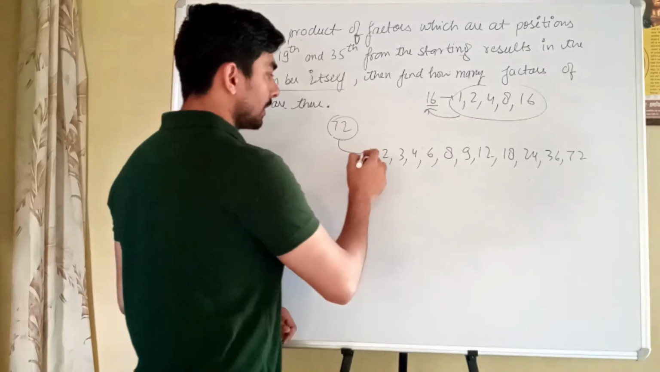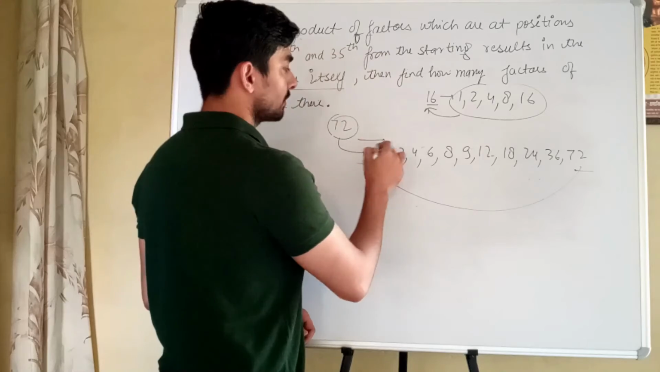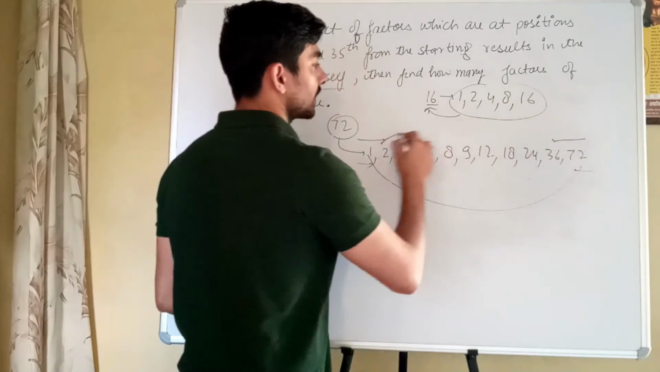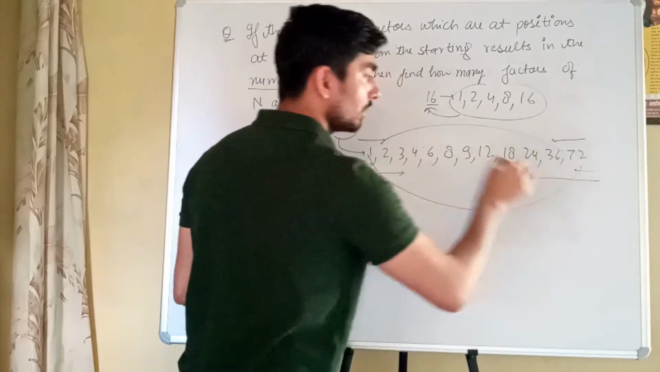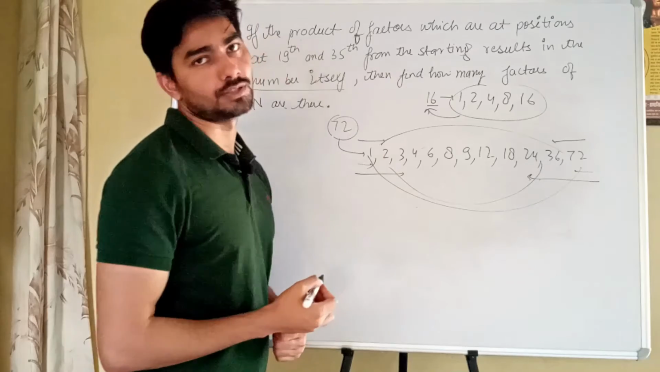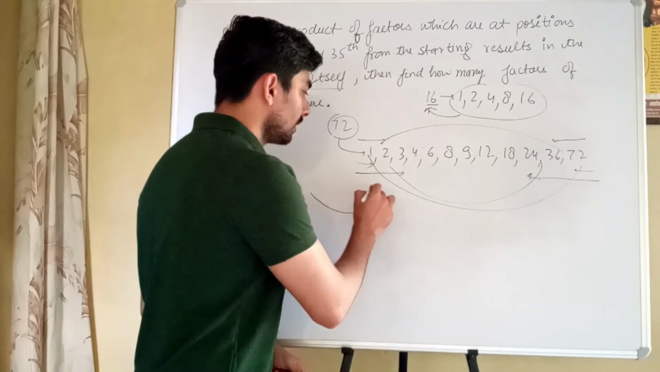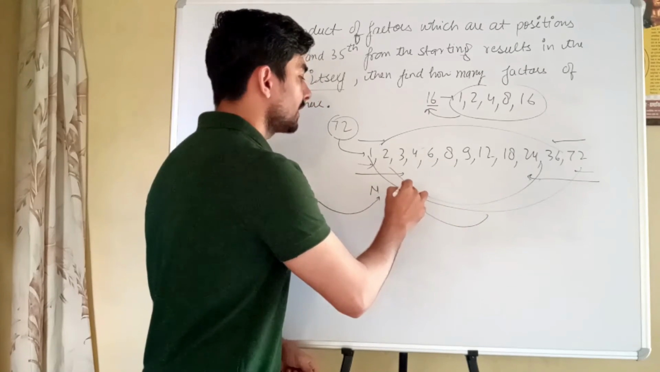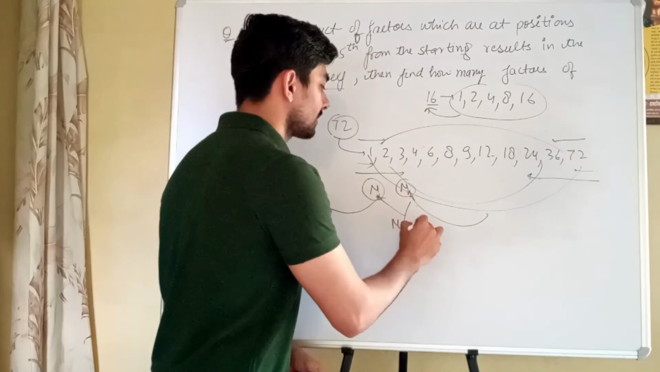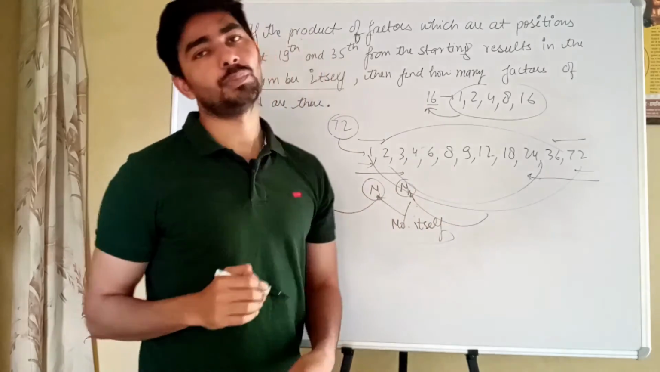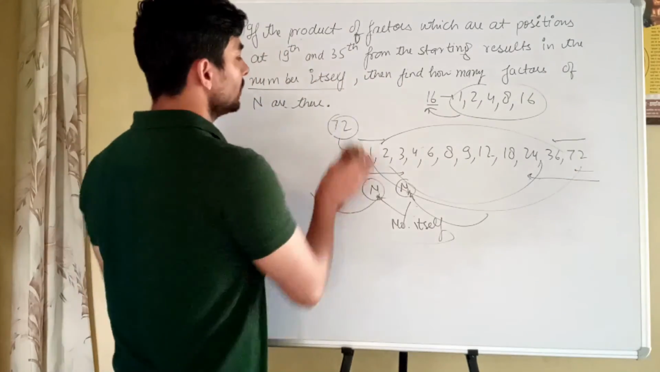So see, if you multiply the first number from the left side and the first number from the right side, we get the number itself. The second from the left and the second from the right, we get the number itself. The third from the left and the third from the right, 24 times 3 is 72 itself. So what do we get here? If you multiply the nth number from the left side and the nth number from the right side, we get the number itself. Okay, so it's clear, I think. Let's move on to our question.